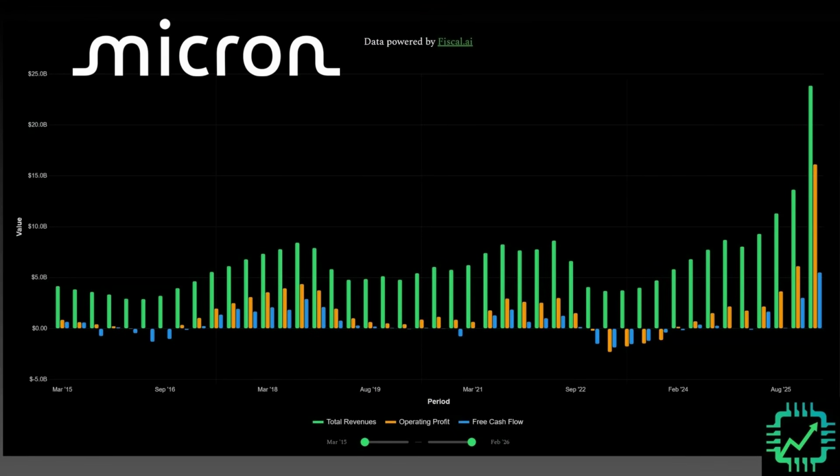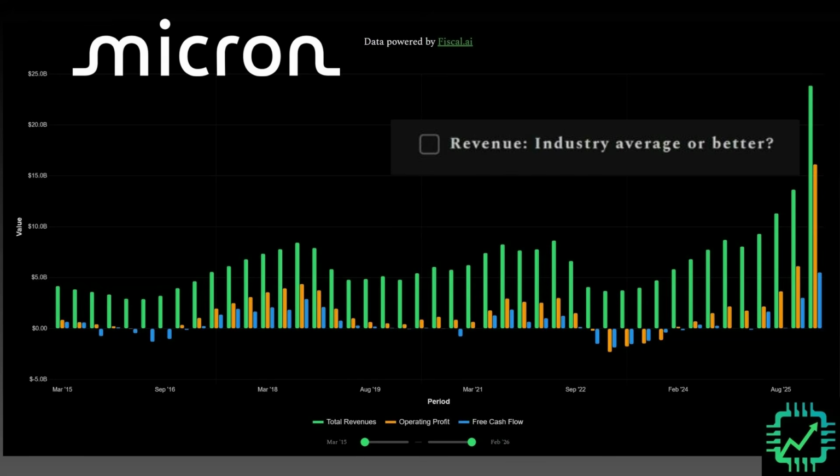This first chart has total revenues in green, orange is operating profit, and blue is free cash flow. So what do you think? Can we check off the first box? Revenue, is it participating in the secular growth theme? Check. Especially in the last year.